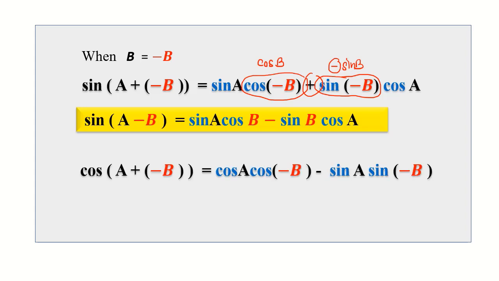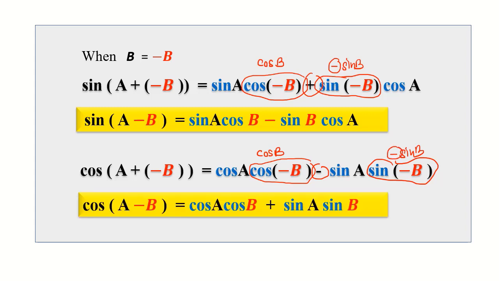Similarly we do for cosine of A plus minus B here. So we will have the cosine of A cosine of minus B minus cosine of A sine of minus B. So we have to take note of this. This will be equivalent to cosine of B, and this one will be equivalent to minus sine of B. So be careful of minus and minus here. So we will have the addition formula for cosine of A minus B equivalent to cosine of A cosine of B plus the sine of A multiplied with sine of B.